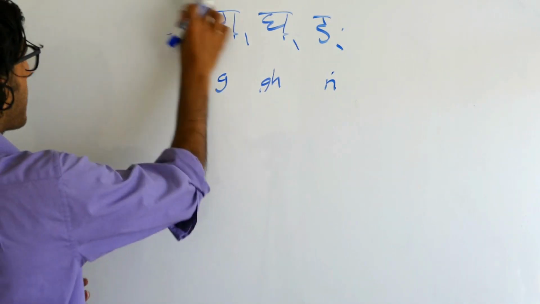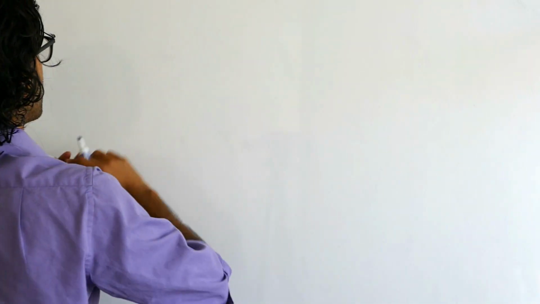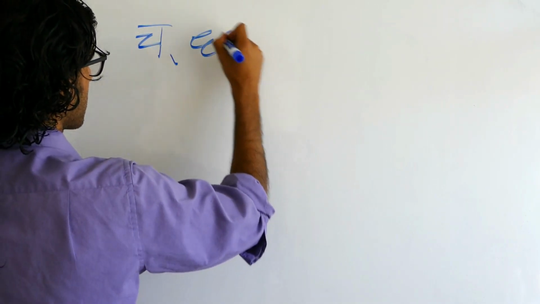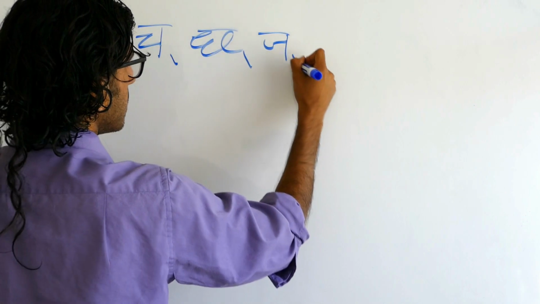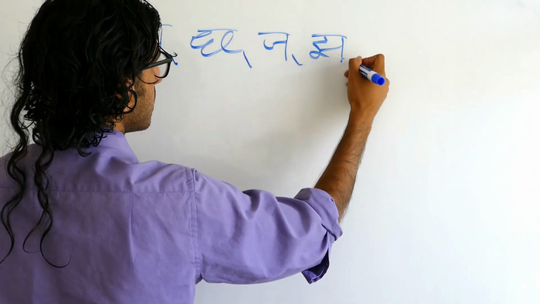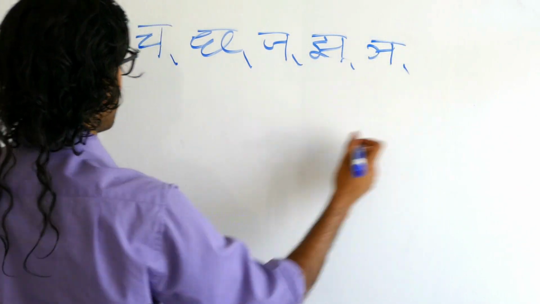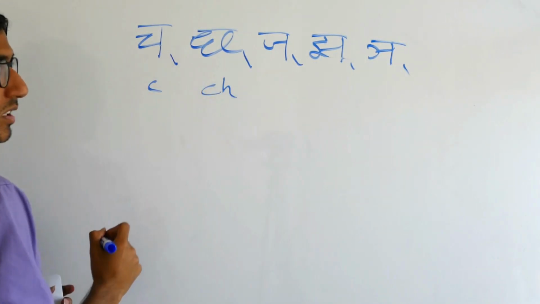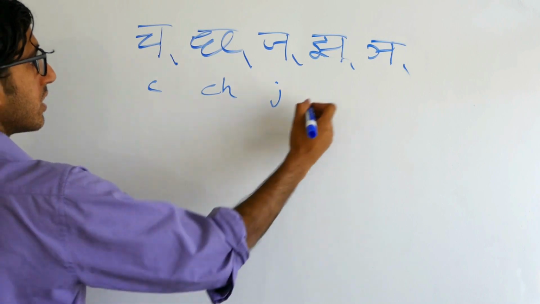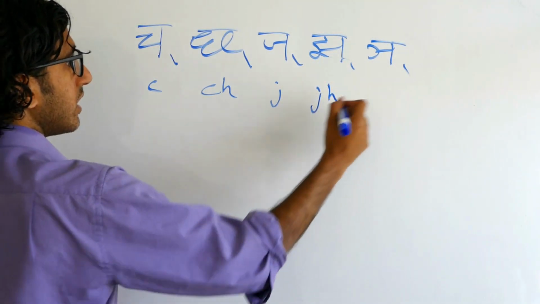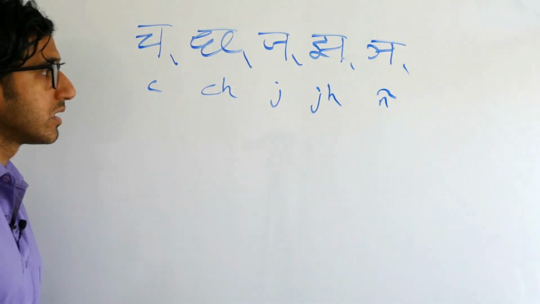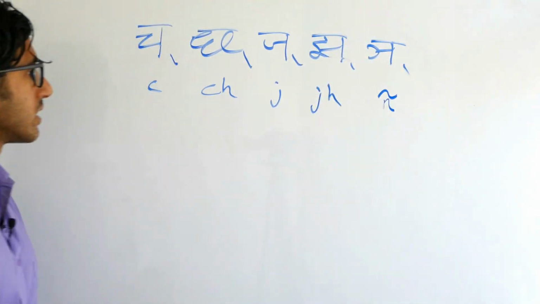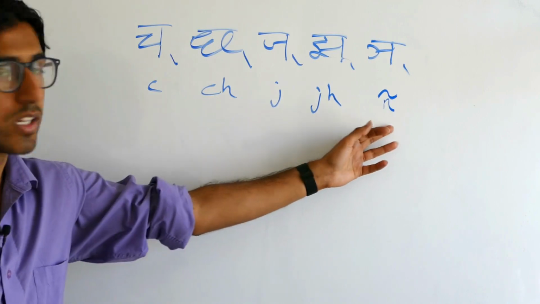Right? Then we go to the palatals, right? Then we go to ch, ch, j, jha, and nya, right? And this will be a ch, like this, ch, ja, jha, and nya. Sorry, I'll make it more clear. It'll be like a squiggly line. It's like this. Cha, cha, ja, cha, nya.